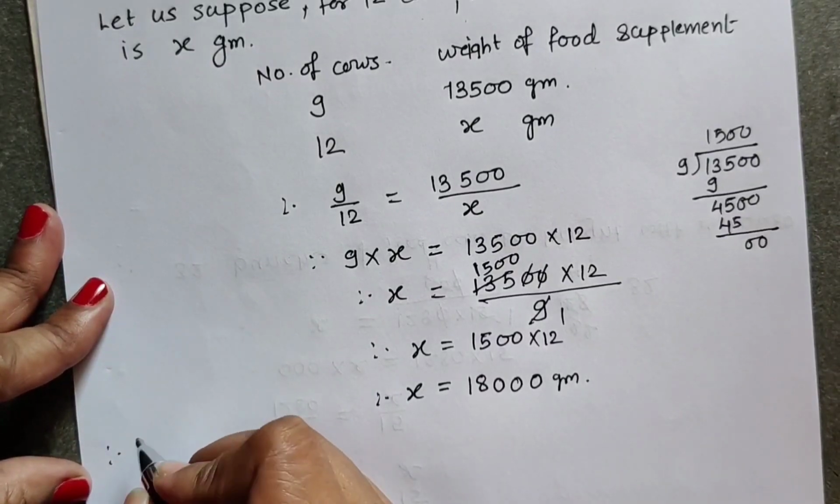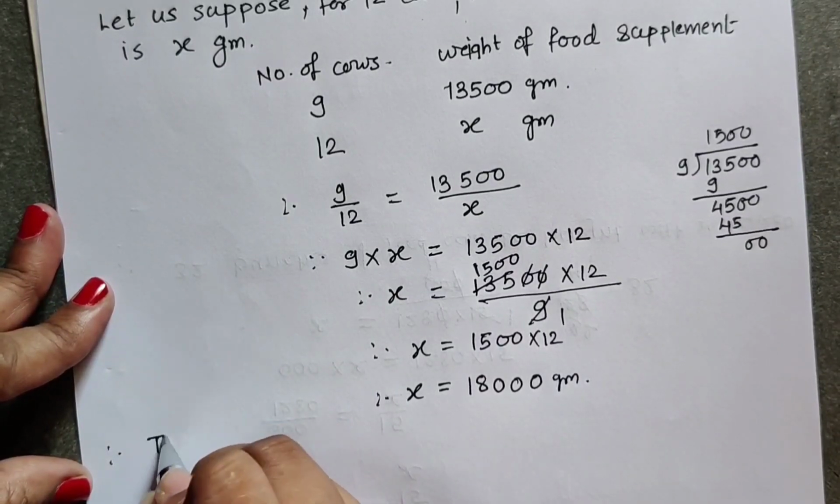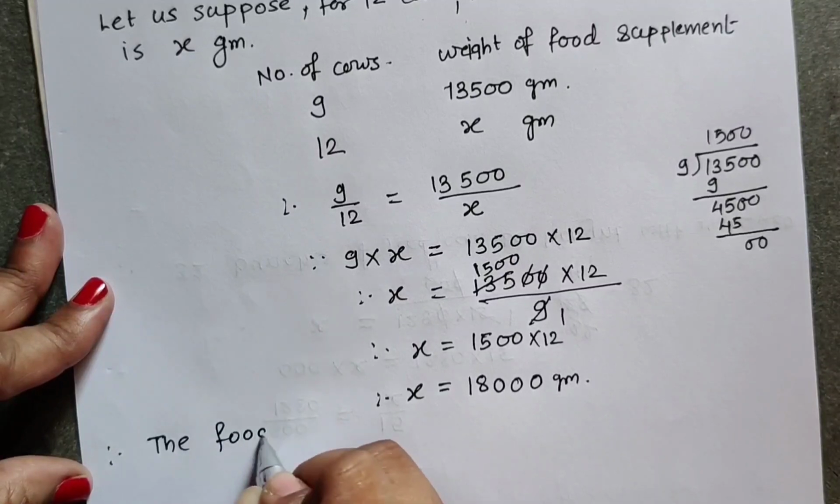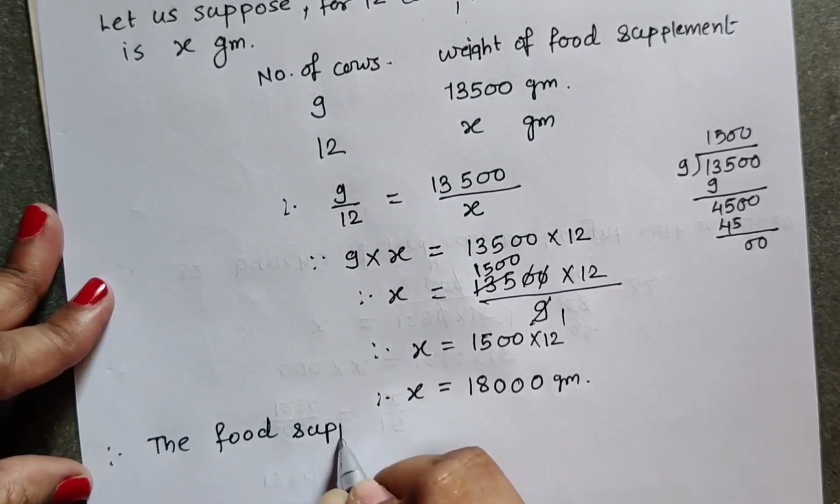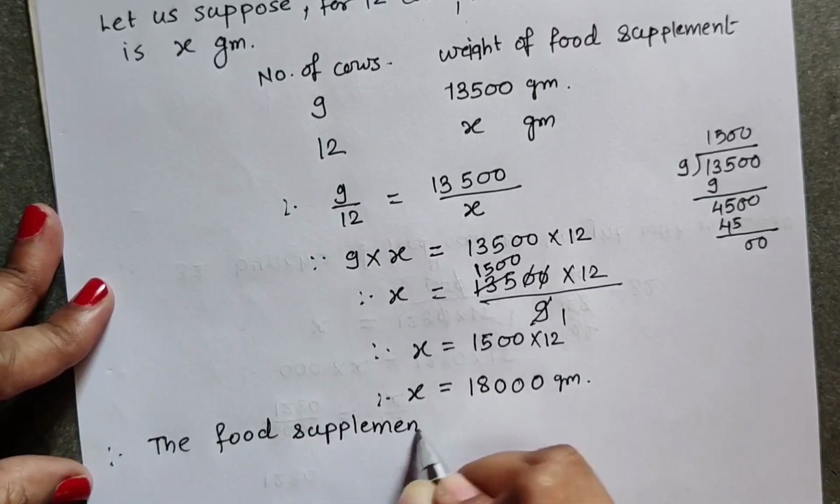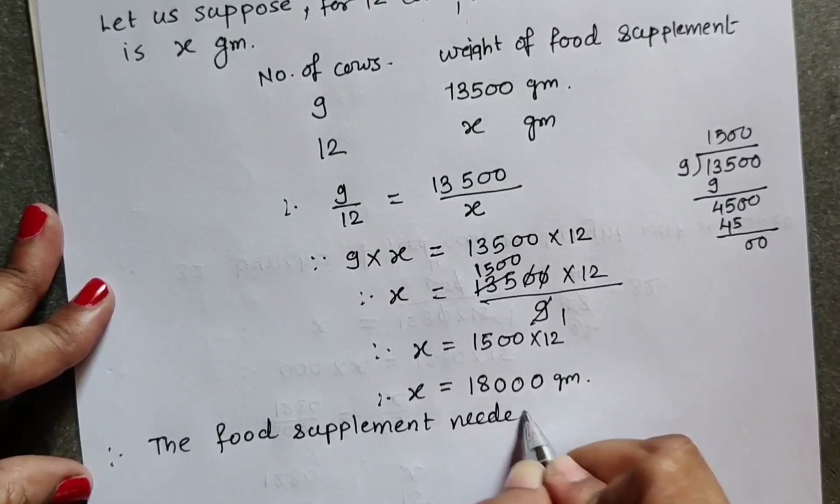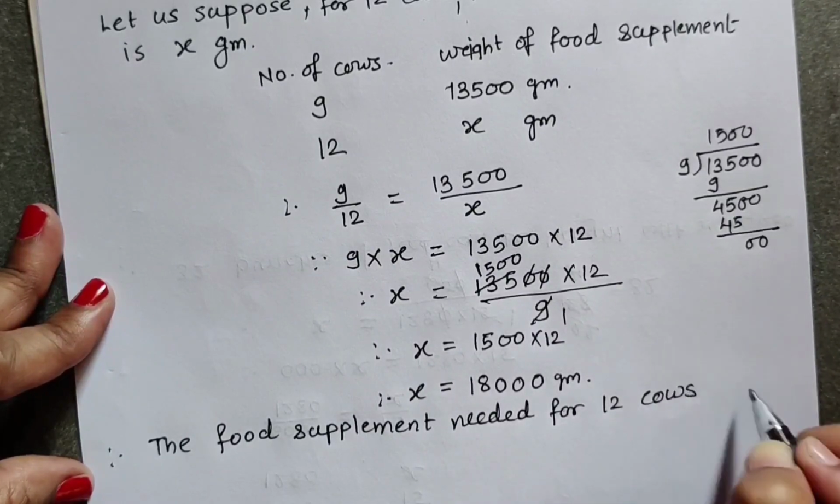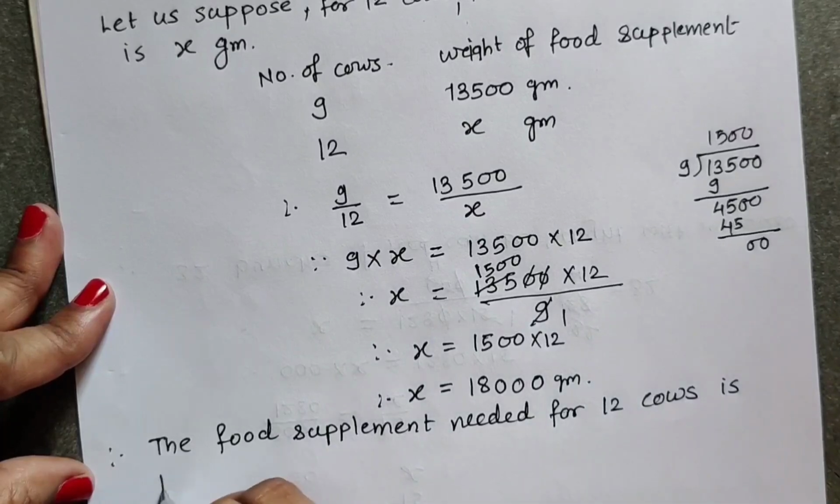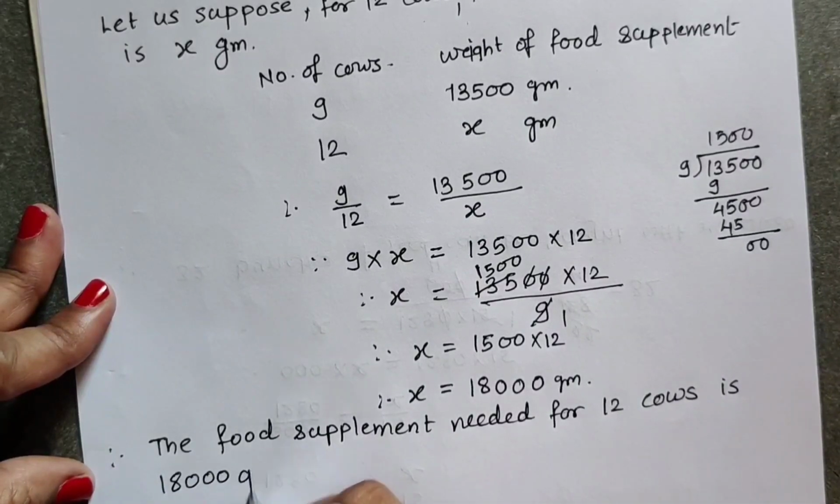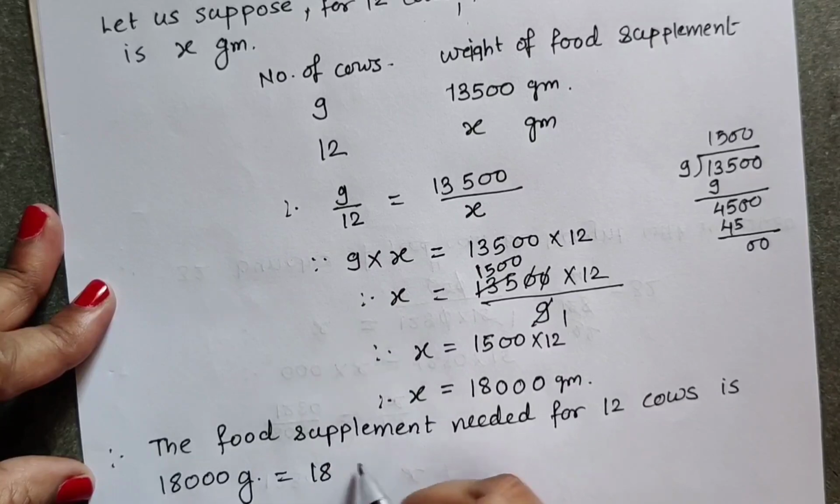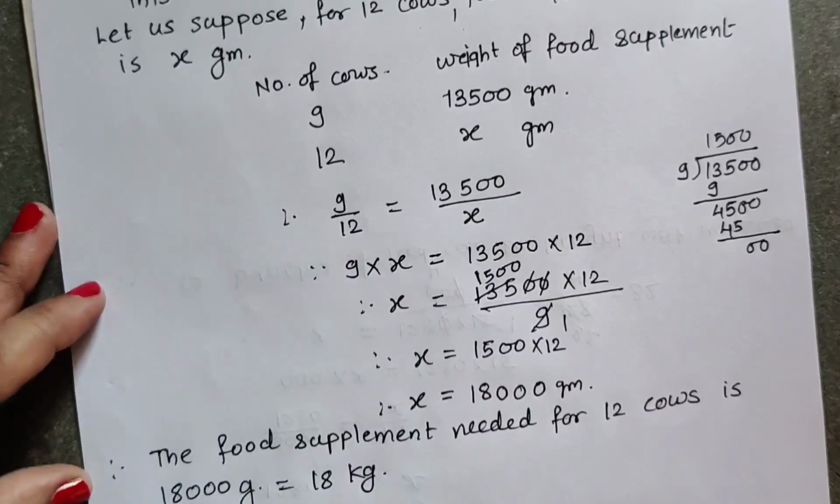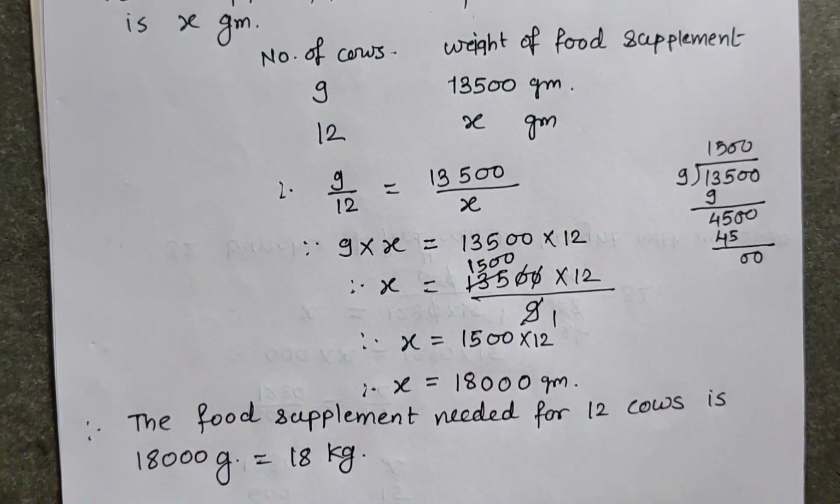Therefore the food supplement needed or required for 12 cows is 18,000 gram. Means what? How many kilo? It is 18 kg. So 18,000 gram means 18 kg. In this way we can complete this question.